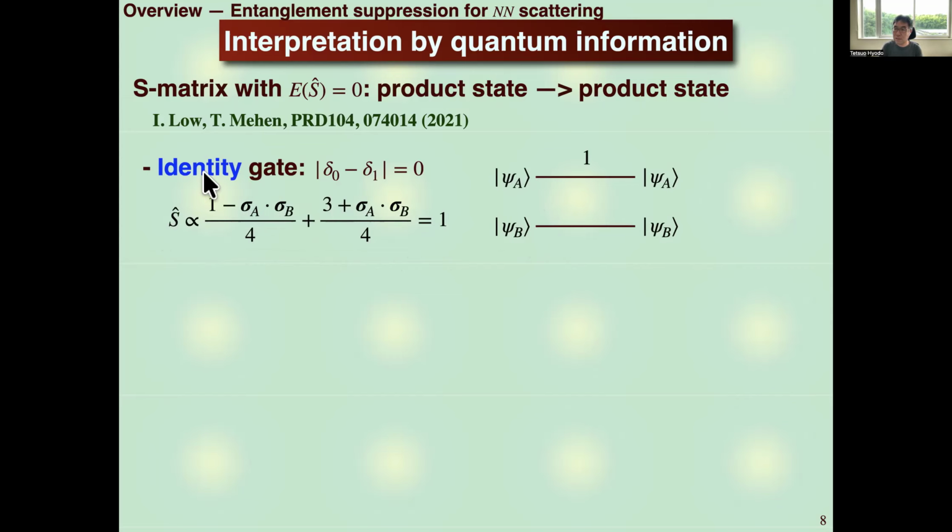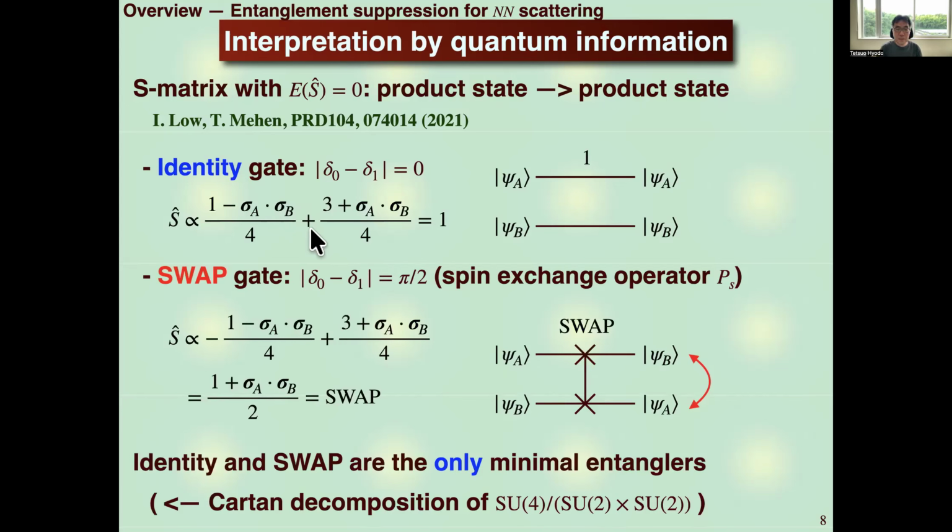This is actually a trivial one, but it is called the identity quantum gate. The other solution is a non-trivial effect. So it does nothing; in the spin structure, it does not change, it is the identity operator. The other solution, the half-pi difference between two phase shifts, actually does something, but still preserves the product nature of the state. And it is called the swap gate.